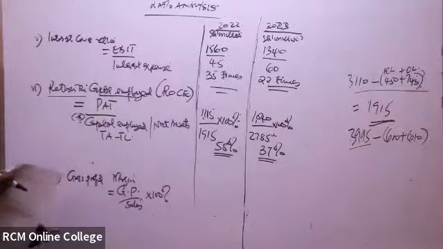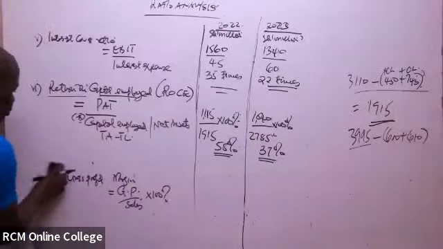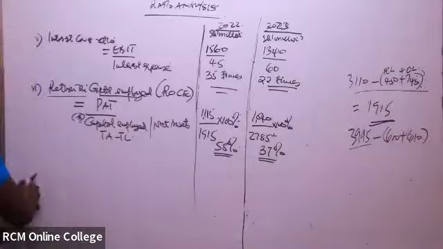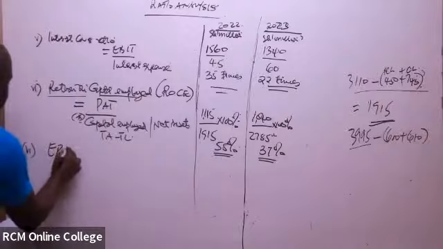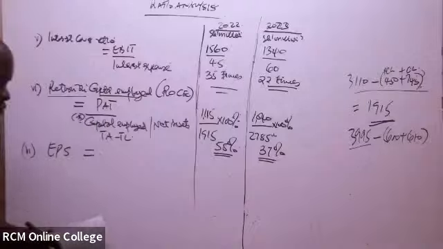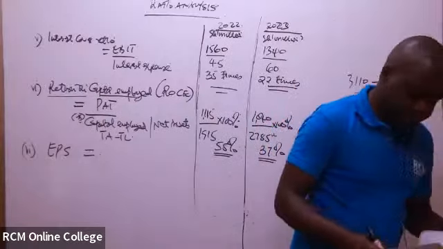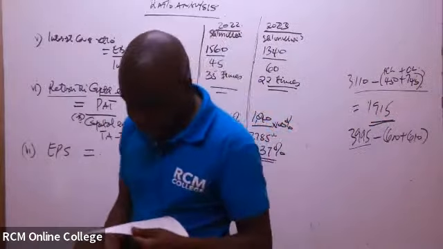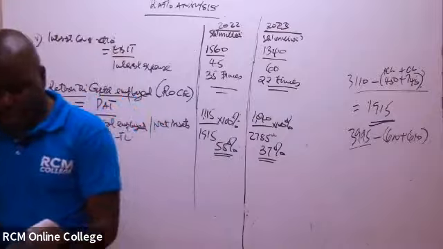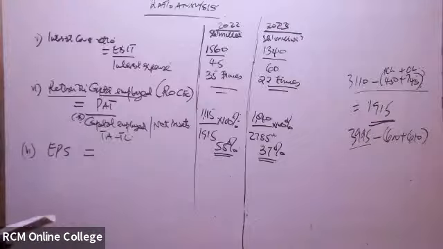So we can now go to the next one, which is earnings per share. Always start with the formula. These are basically the earnings you are having for each and every share. First of all, you need to state the formula: the earnings you get for each and every share.